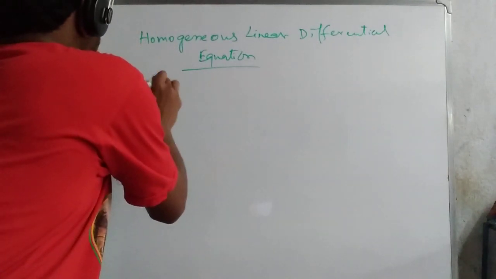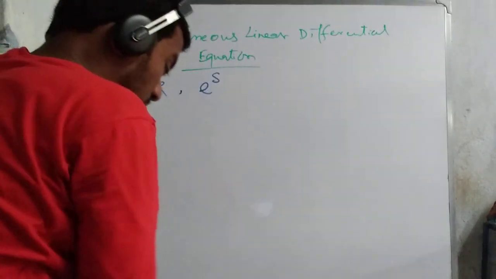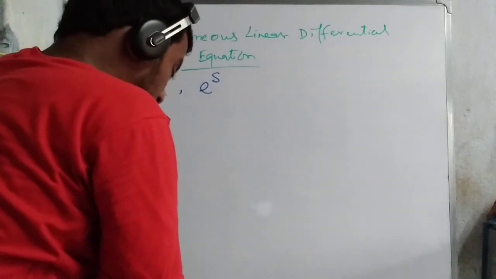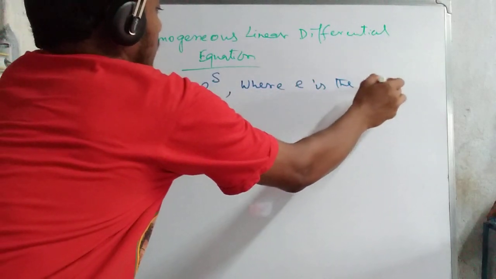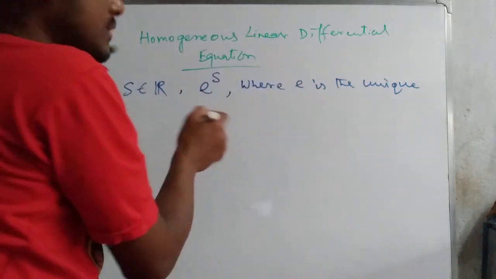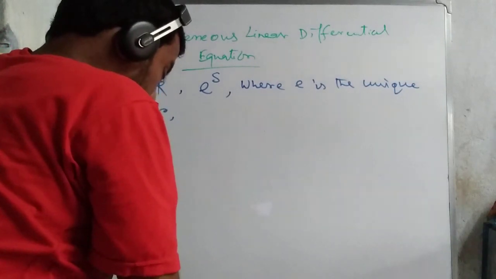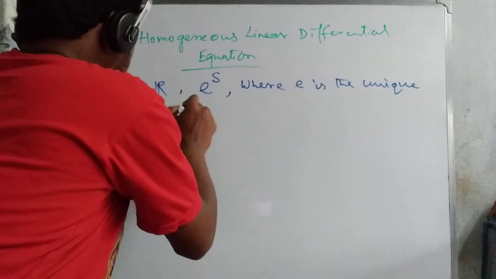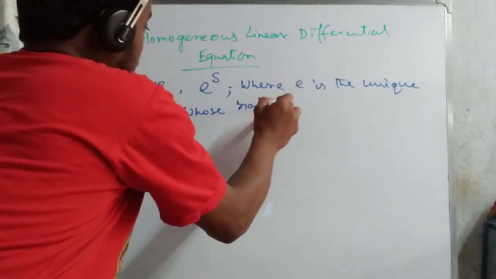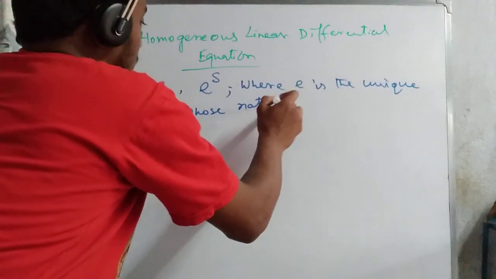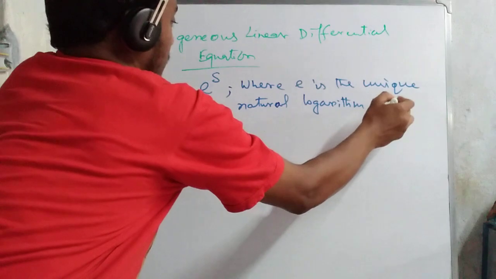For a real number s belonging to R, we also know about another real number e to the power s, where e is the unique number whose natural logarithm is 1. Understood?